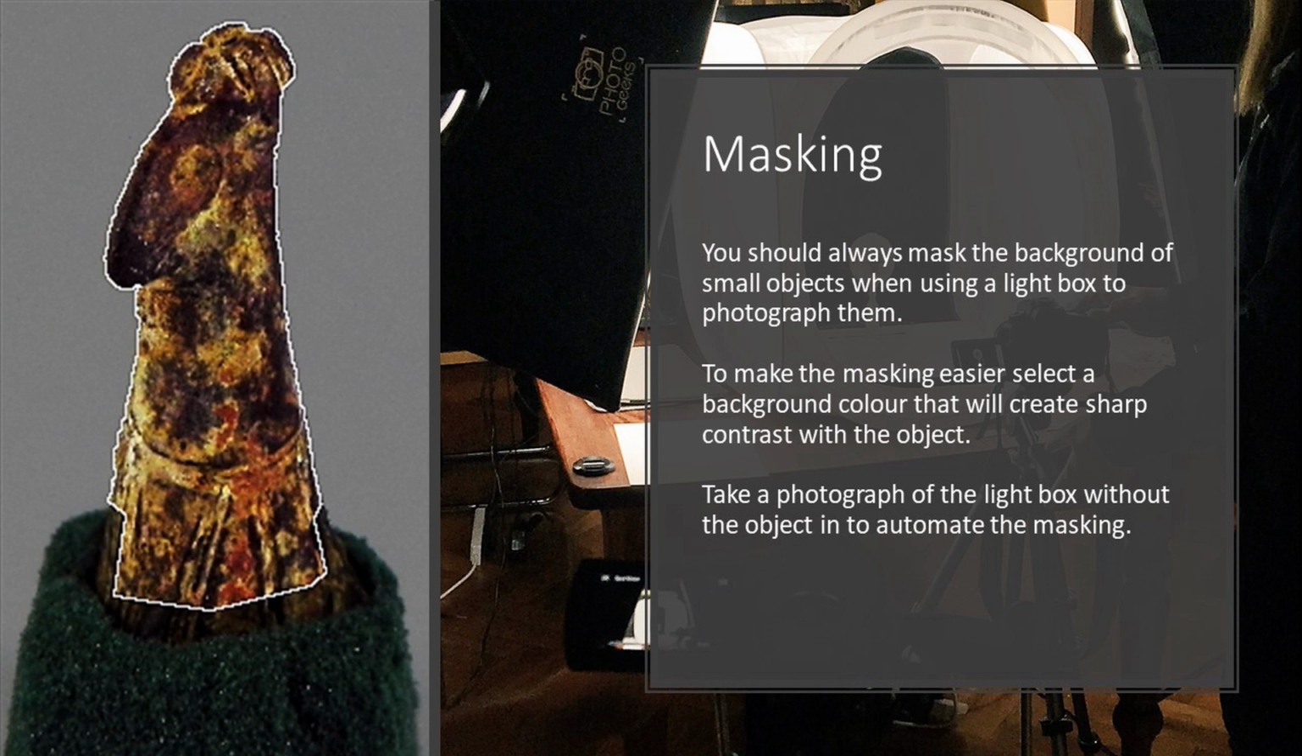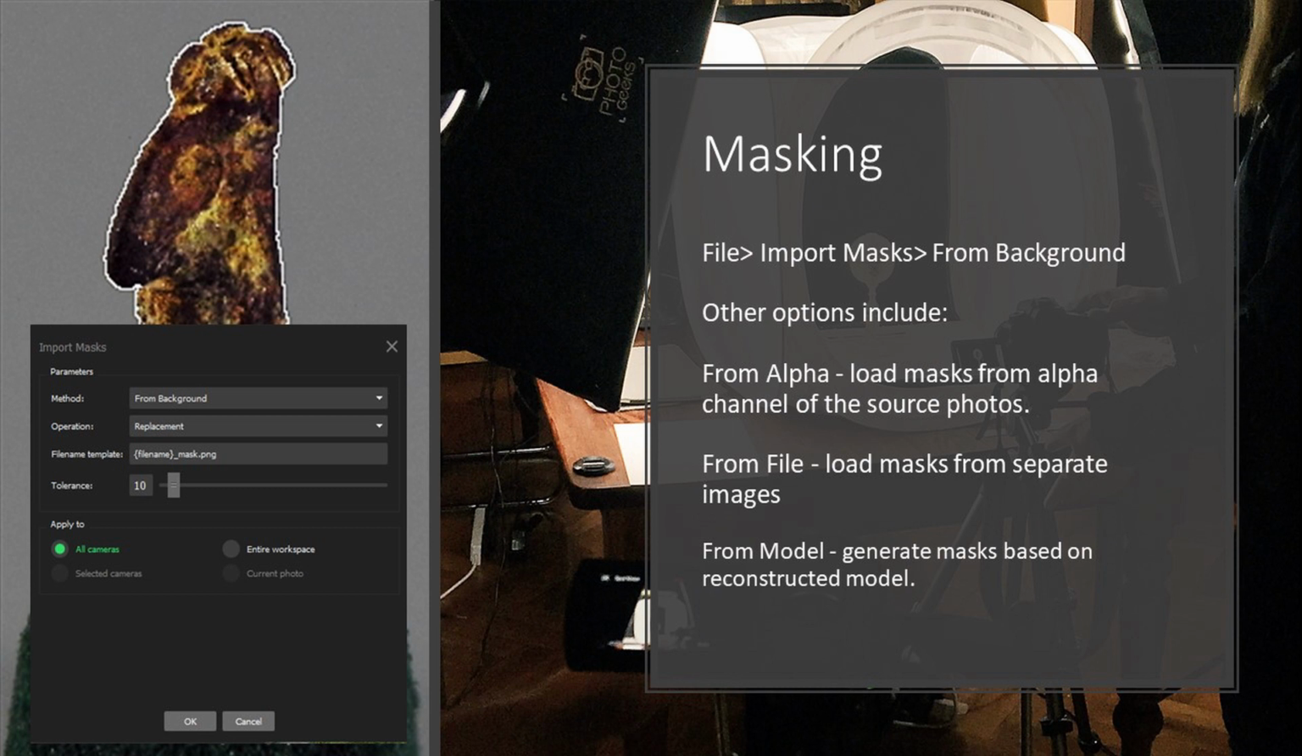Also, you should take a photograph of the light box without the object in order to automate the masking, as the software can identify with relative accuracy the area that needs to be masked by comparing the two photos with and without the object. To do that, you will need to select Import Masks from the File menu and use From Background as the method. There are also other options that you could use to generate masks. For example, you can load masks from separate images if you have created the masks in an external software, or generate masks based on the reconstructed model.